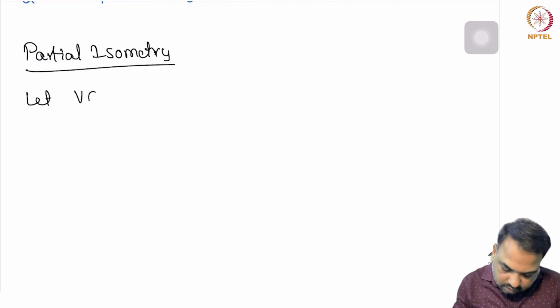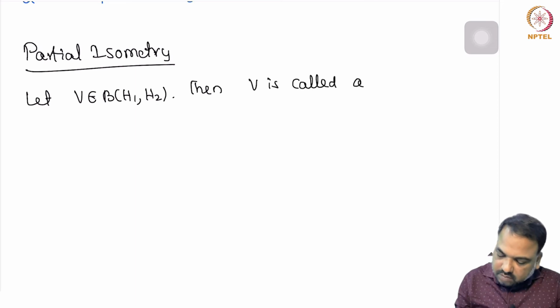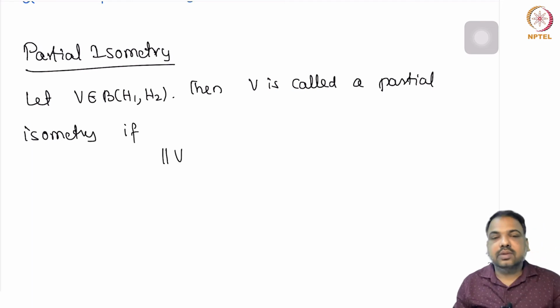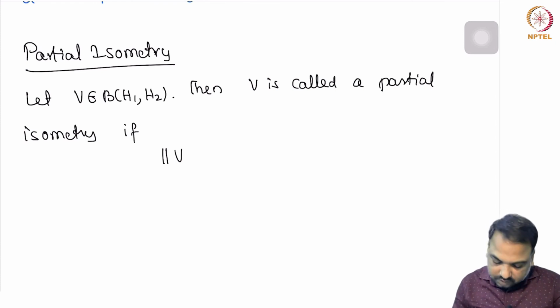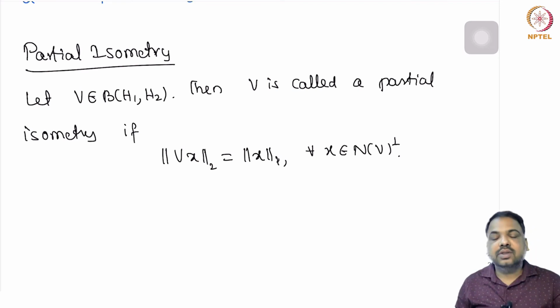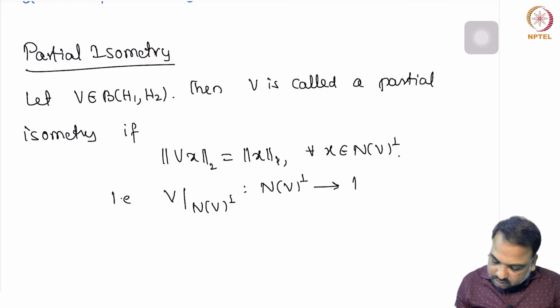Let V be a bounded linear operator from H1 into H2. Then we say that V is called a partial isometry if V restricted to null space of V perp is an isometry. That means norm Vx equal to norm x for every x in null space of V perp. So V restricted to null space of V perp is a map from null space of V perp into H2 which is an isometry.